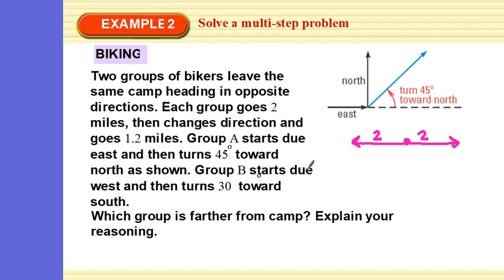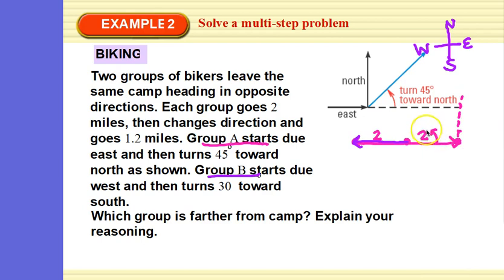Group A, so we'll say Group A is pink, right? And then we'll say Group B, we'll make purple. Okay, so it says Group A starts due east. So let's also give you guys your directions. Never eat soggy waffles. North, east, south, west. Okay? So, it says Group A starts east. So they're going east 2 miles east, right? And then turns 45 degrees towards the north. 45 degrees north.